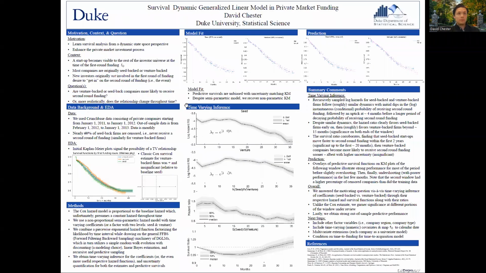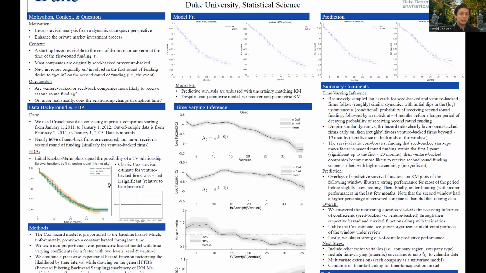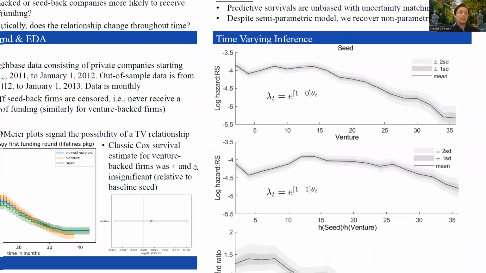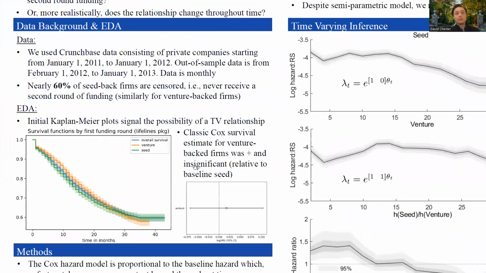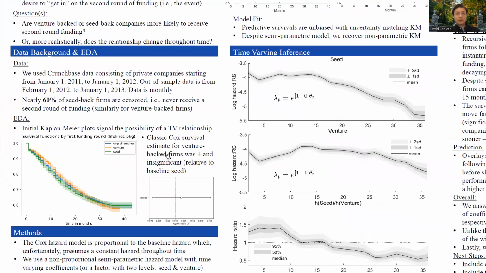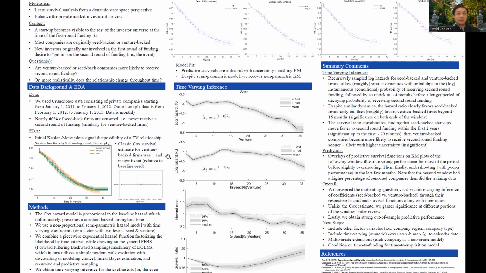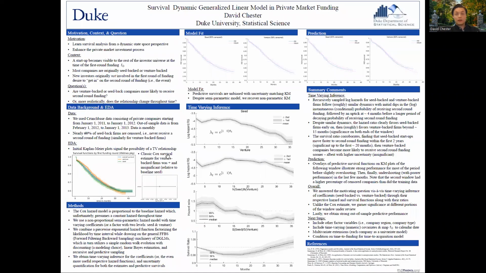So in sum, this is where we would have been had we not had the machinery of the survival dynamic generalized linear model framework. And hopefully one can see we garnered quite a lot more with this more flexible dynamic machinery.